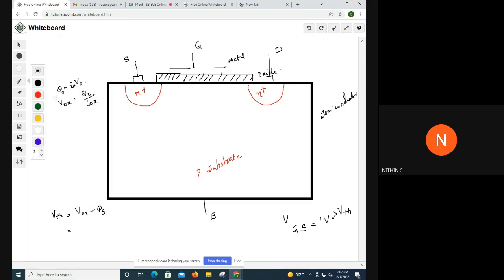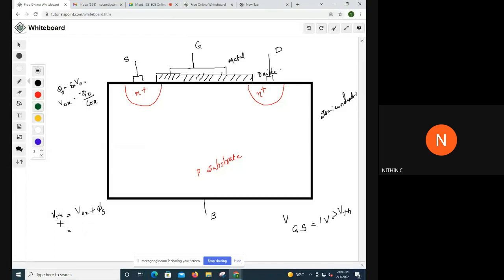Okay, and here we are giving a minus sign because of the charge that will be present over here. In the case of a P substrate, when you draw the PN junction, in the depletion layer on the P side you will have immobile negative ions. That's why we are giving a negative sign over here. Vox is equal to minus Qd by Cox.